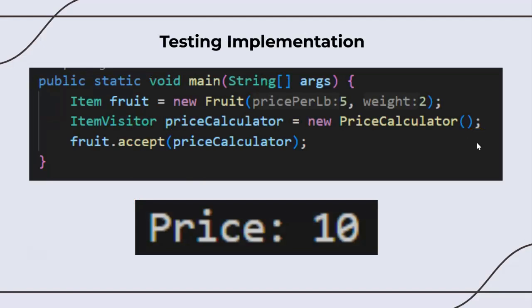So if a fruit object were to be created, a concrete visitor will also be created to get the price, in this case price calculator. You call accept on the fruit giving the visitor, and the accept method of the fruit class will be called, which calls the visit method passing itself as a parameter, which will calculate the price tailored for the fruit class, and then output, in this case 10, because 5 times 2 is 10.